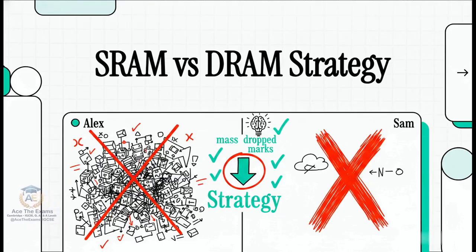On the other side, we have Sam. Sam's problem is entirely different. Sam rushes. Sam completely misses the specific command word requirements in the prompt and writes a vague, generalized response. Looking at the red pen marks on both of their flawed answers, it's an absolute bloodbath. They both dropped massive amounts of marks. And here's the kicker. It's not because they didn't know the tech, but because they completely lacked strategy. Today, we are going to fix that.